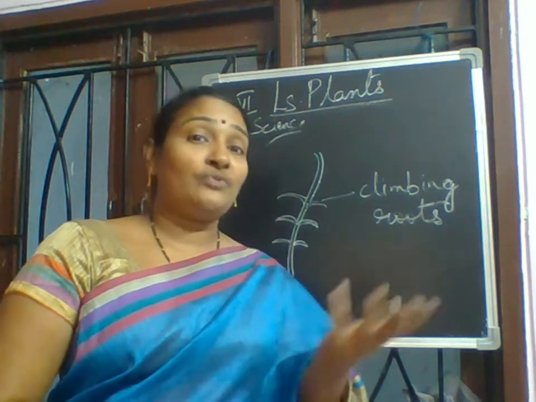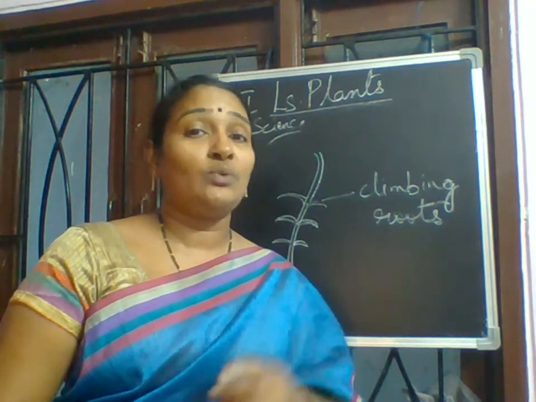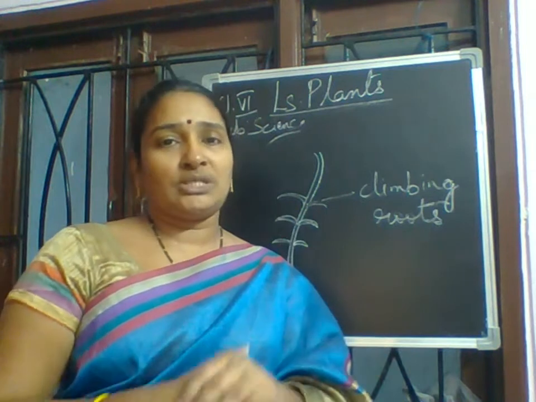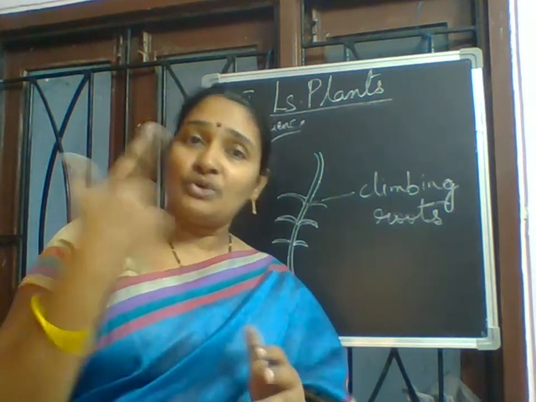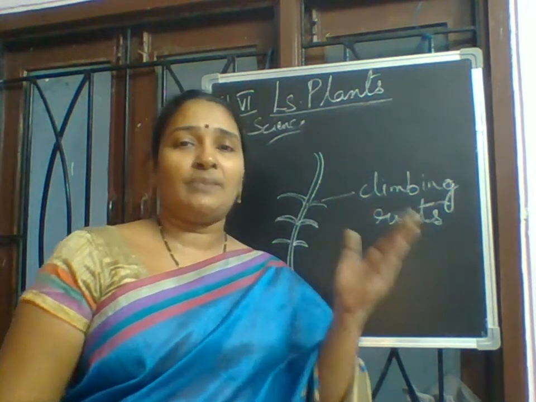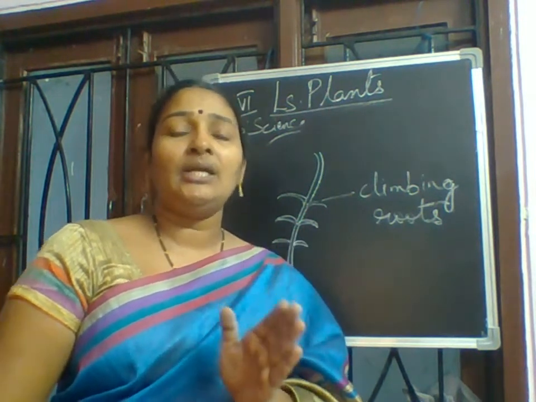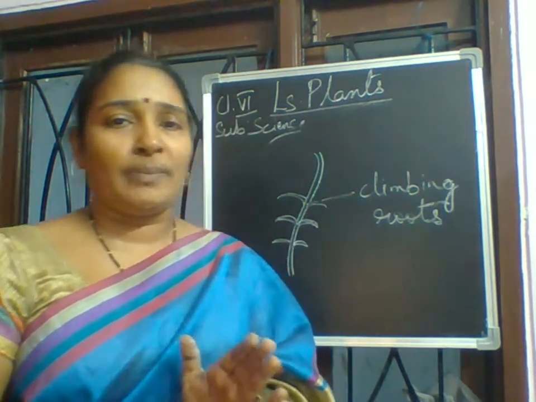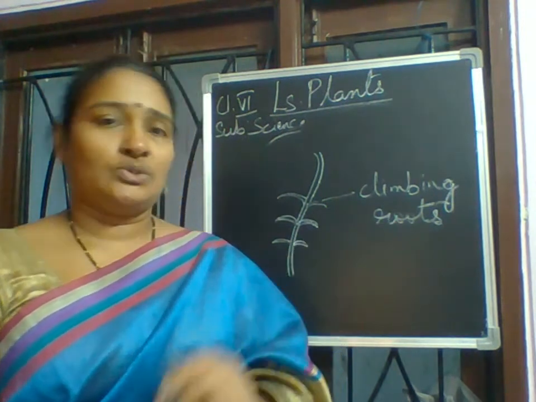Before functions of roots we have studied what are the different types of root system. Before that, we have seen what are the different parts of a plant. Basically, the plant is divided into two parts, shoot system and root system.